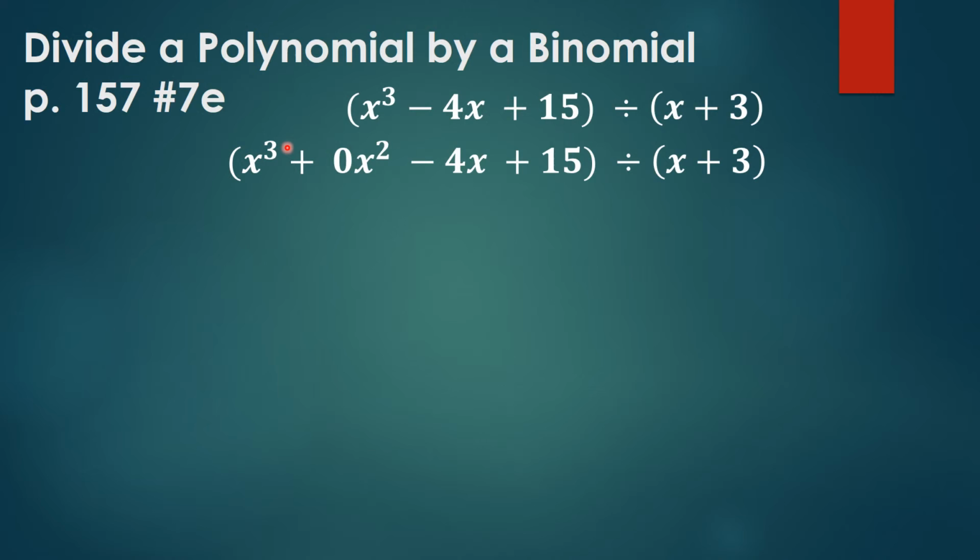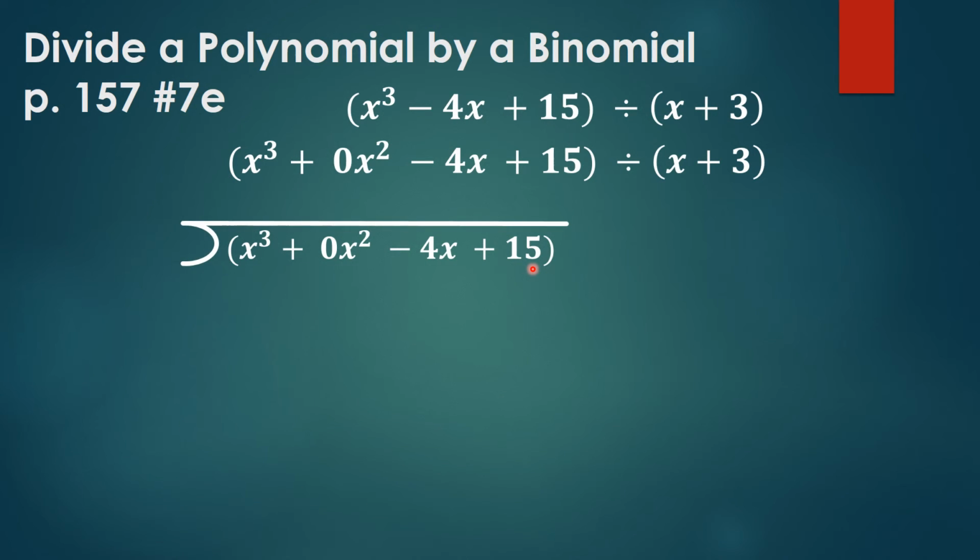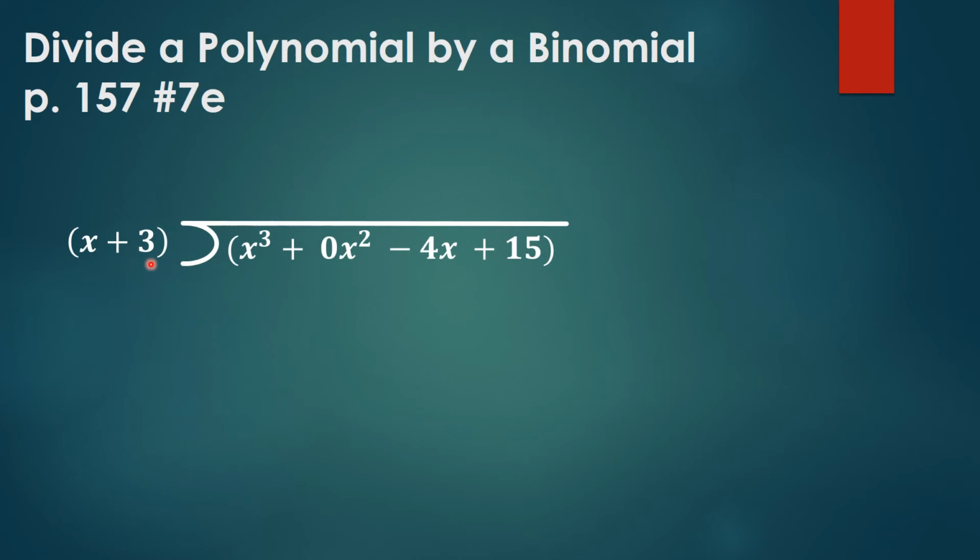So I have an x to the third plus, since I don't have any x squared, I just put 0x squared. It becomes a placeholder in this problem solving. Minus 4x plus 15. I haven't changed anything, just adding 0x squared as a placeholder, divided by x plus 3. Again, I put this as the dividend: x cubed plus 0x squared has to be there as a placeholder, minus 4x plus 15. Put the long division sign, and in the front, I put my divisor.